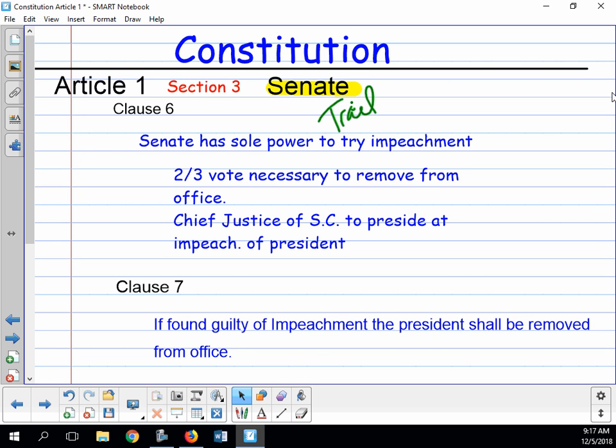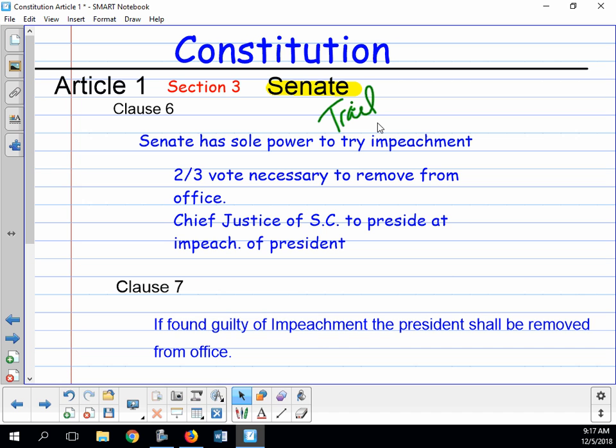Now let me step back a second and make sure you remember that we talked about prior to this that the House of Representatives started the process of impeachment. Remember, it's a process. It just doesn't come out of the blue. The process begins with the House of Representatives. They vote to decide whether somebody should be impeached. If they decide there is a reason for impeachment, then it goes to the Senate, and the Senate has the sole power to actually try the impeachment.